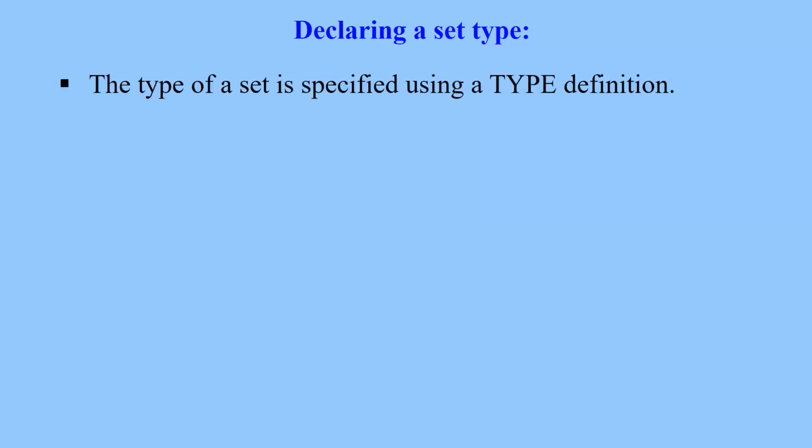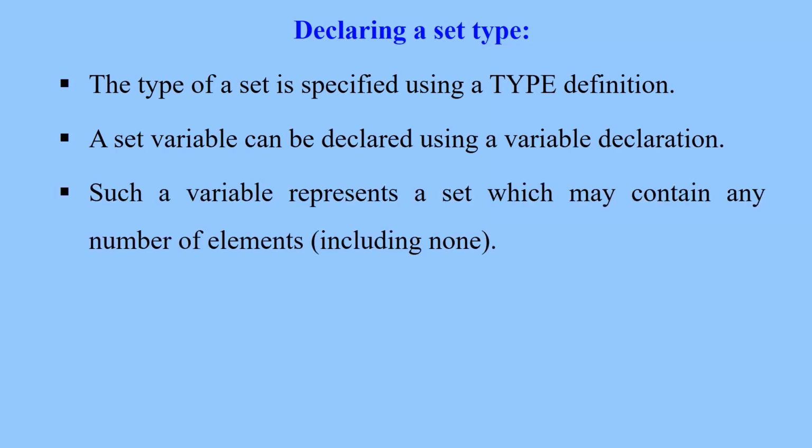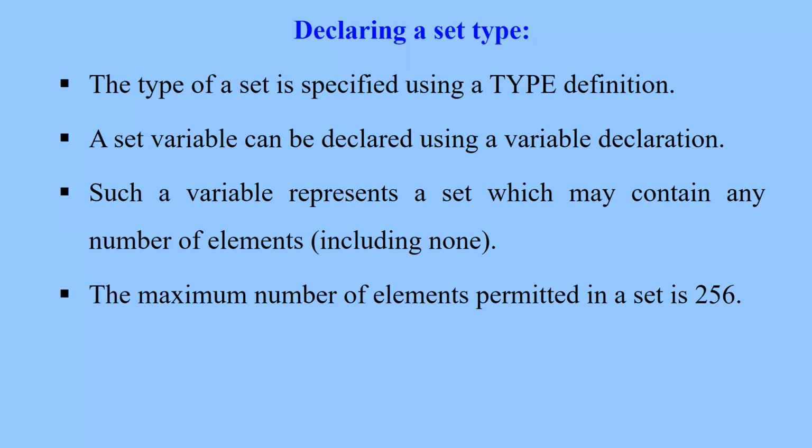How do we declare a set type? The type of a set is specified using type definition. Remember, every user-defined data type in Pascal is defined using the reserved word type. A set variable can be declared using a variable declaration. Such a variable represents a set which may contain any number of elements, including none. The maximum number of elements permitted in a set is usually 256.